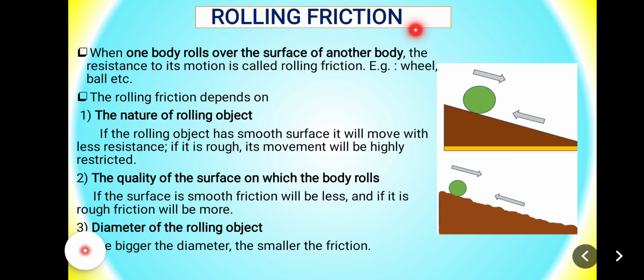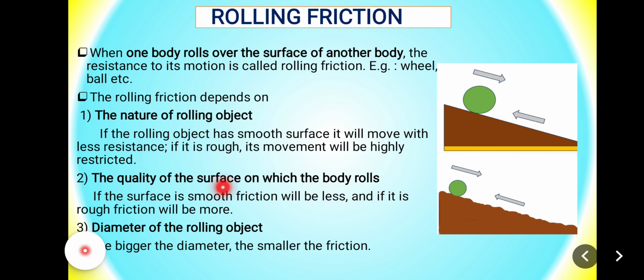Rolling friction. When one body rolls over the surface of another body, the resistance to its motion is called rolling friction. For example, wheel, ball, etc. The rolling friction depends on the nature of the rolling object. If the rolling object has a smooth surface, then it will move with less resistance, and if it is rough, its movement will be highly restricted.